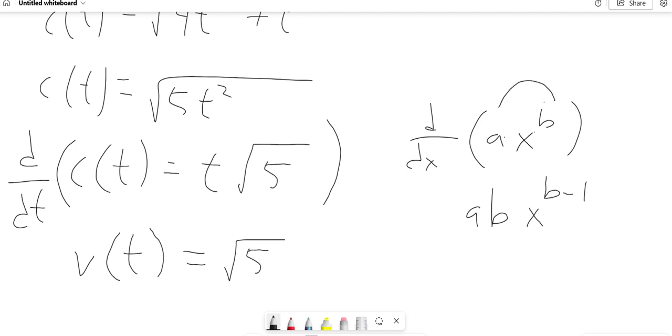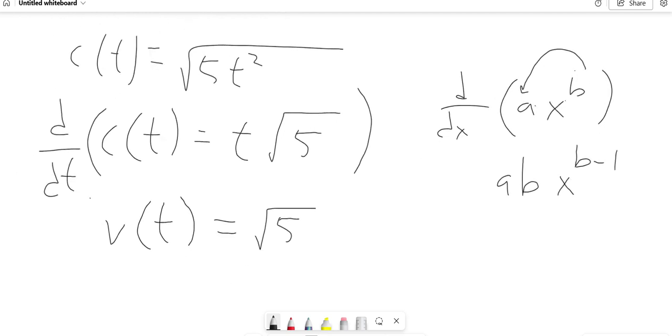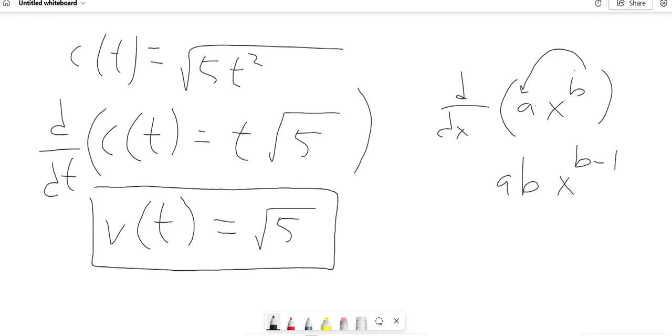This exponent comes out here as a coefficient multiplier, and you subtract 1 from the exponent. Well, t to the 1 becomes t to the 0. Anything to the 0 power is always 1. So we're left with a simple solution that the rate at which these two angry lovers are moving apart from each other is root 5 miles per hour, so a little more than 2.